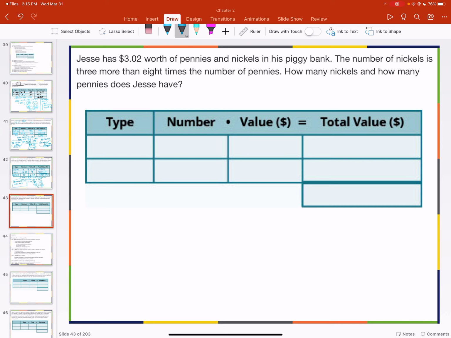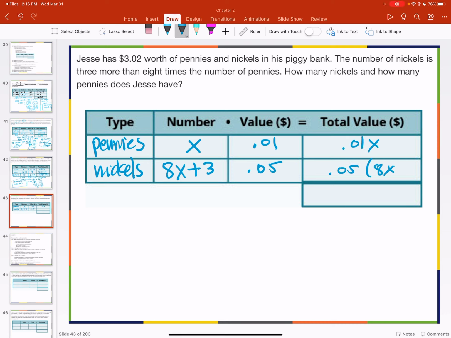Jesse has $3.02 worth of pennies and nickels. So we have pennies and we have nickels. The number of nickels is 3 more than 8 times the number of pennies. So the number of nickels is 3 more than 8 times something. That's going to be X. That's the number of pennies. Pennies are worth 0.01. Nickels are worth 0.05. So total value, multiply across, times 8X plus 3. And then the total value is $3.02. So let's go ahead and write that as an equation.